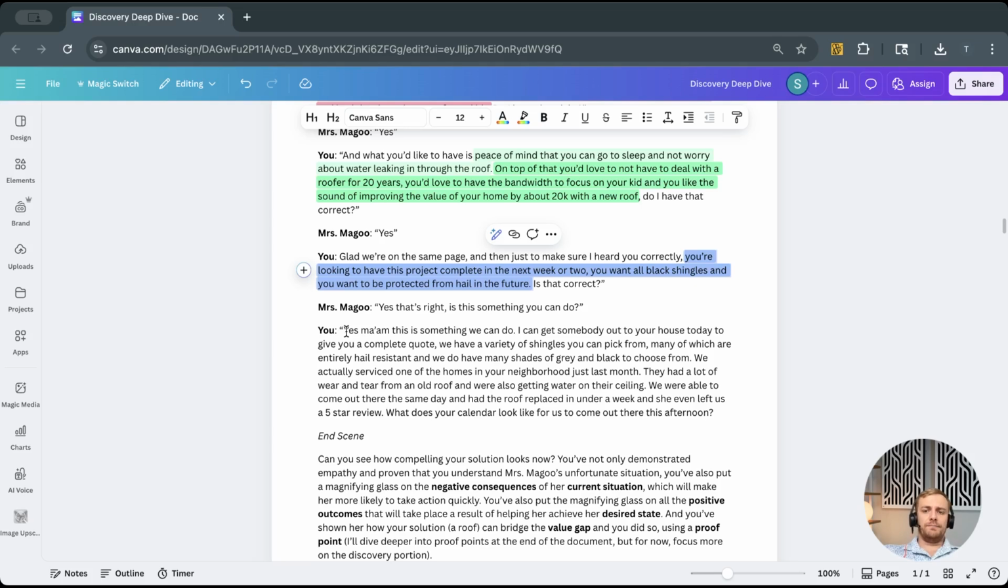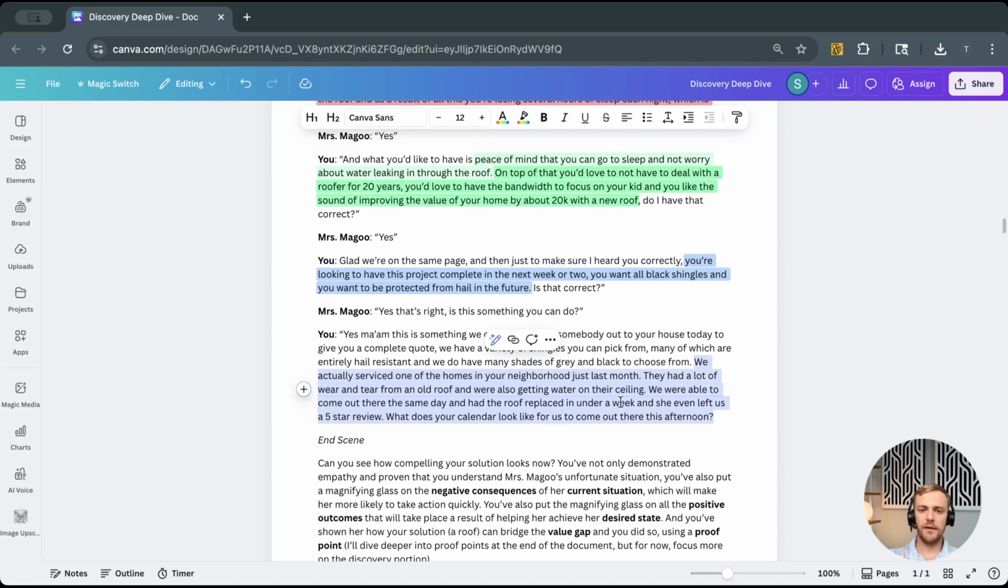And then basically you tell her, I can get someone to give you a complete quote. We have a variety of shingles to choose from, right? You're acknowledging her required capabilities. And then here you go into a customer story. This is really powerful. I'll talk more about this in the later sections of this PDF, but you basically say, we actually service one of the homes in your, I mean, you don't lie, so this needs to be true, but we actually serviced one of the homes in your neighborhood just last month.